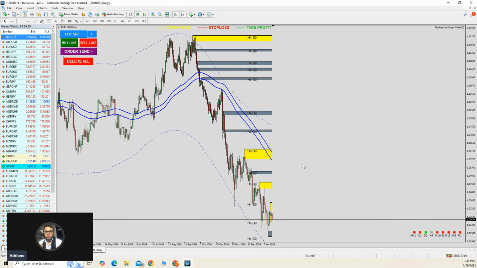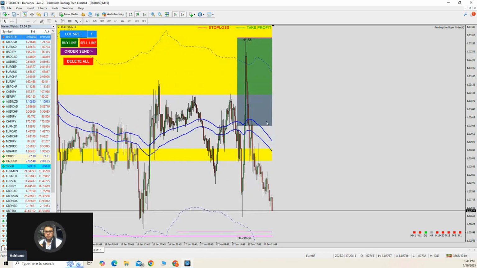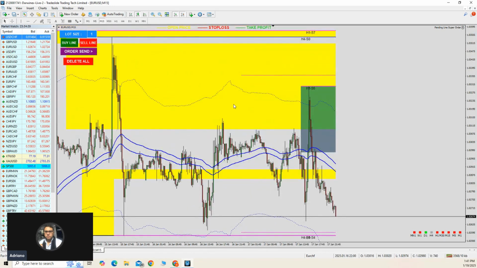But if you are a scalper or day trader, you can use this on 15 minutes, and then you're gonna use all the H4 zones. And in this chart here, I marked some H1, like 1-hour zones as well.